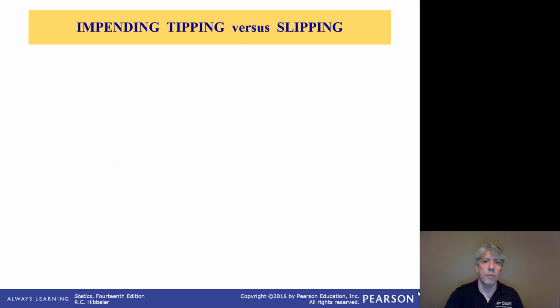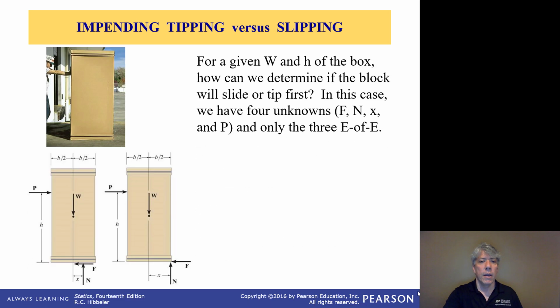There's another type of problem that deals with friction that asks the question, okay, so we've got this body that has some size. We're pulling on it. Will it tip over or will it slip? What will happen? If you think of just a simple box, how can we determine whether it will slide or tip first? Now, if you think about the situation, we've got the weight of the box. We've got a force P being applied to it, and then frictional force responding at the bottom, and of course the normal force at the bottom of the box.